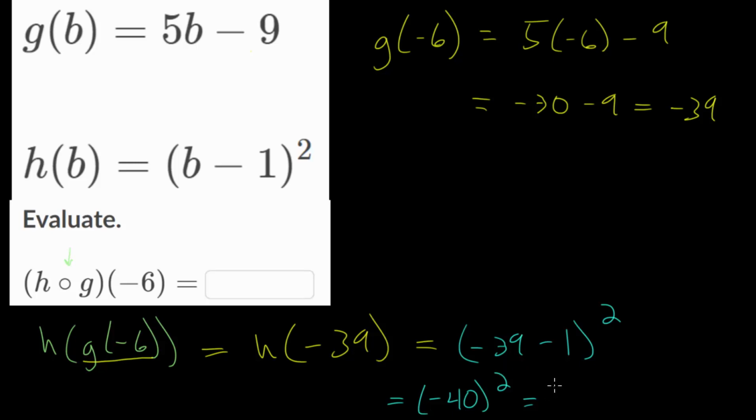And negative 40 squared, we could just rewrite it twice if we want. But the negatives cancel. 4 times 4 is 16, and we can add 2 zeros at the end. So we get positive 1600, and this right here will be our final answer.